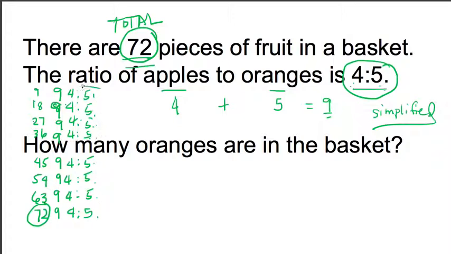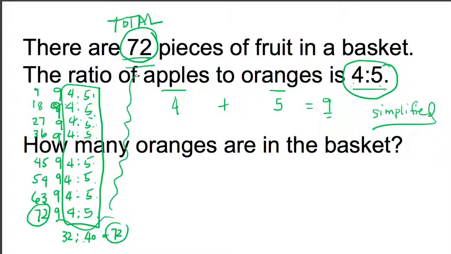Okay, so 8 times. So how many times did 4 come out? So 8 times 4, 32. 8 times 5, 40. So 32 plus 40 equals 72. 72. But that takes a little time.